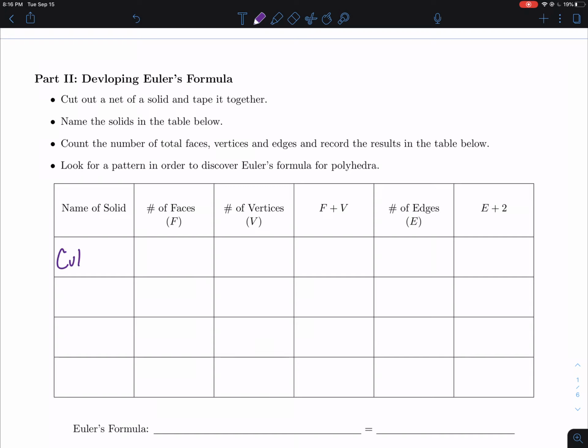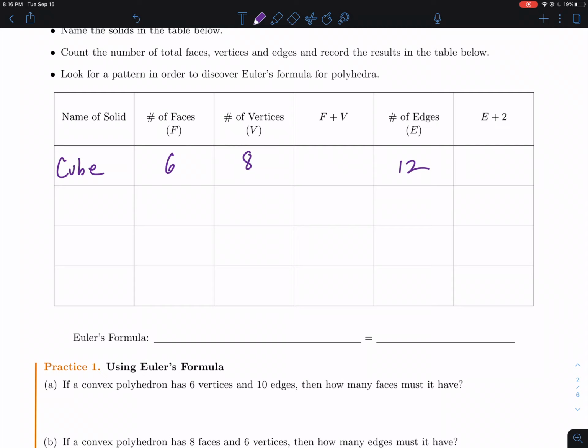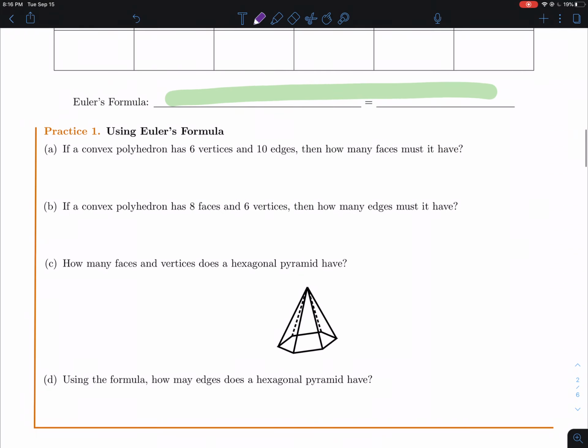Since we did the cube already, I'll go ahead and write this one in. We saw that there were 6 faces on our cube, 8 vertices, and 12 edges. I'll let you fill the rest out. Like with some of the other shapes I send you, feel free to fill that chart out too. Hopefully from there, you'll come up with what's called Euler's formula. I'm going to leave it as a surprise and not give it away right now. If you have trouble with it, let me know, but I'm hoping you can figure it out. Once you figure out Euler's formula, you can work on practice 1 here.